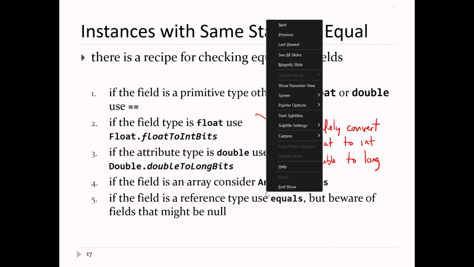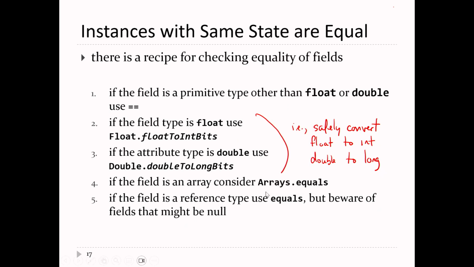If your fields are of array type, then you can use the method Arrays.equals to compare them. This is only true if you have a one-dimensional array. If you have a multi-dimensional array, it becomes harder. And finally, if you've got reference type fields, which we haven't done yet, but if you have objects as your fields, then you're just going to compare the objects using equals.